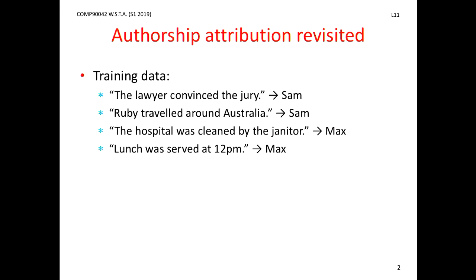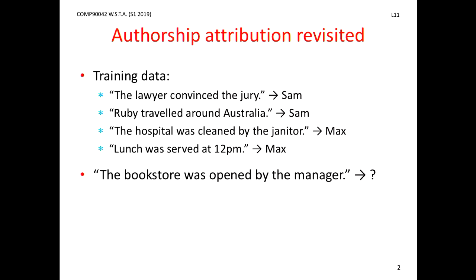We talked about various features that we could use for authorship attribution, and I just want to illustrate one that's going to help to motivate what we're going to be talking about today. So if we have some training data like as follows, we'd like to be able to classify whether each of these sentences came from Sam or Max. We can see here that there's a bit of a syntactic clue as to who is the author. And if we were to see another sentence like this one here, again, we see one of these linguistic, syntactic clues as to who it might be.